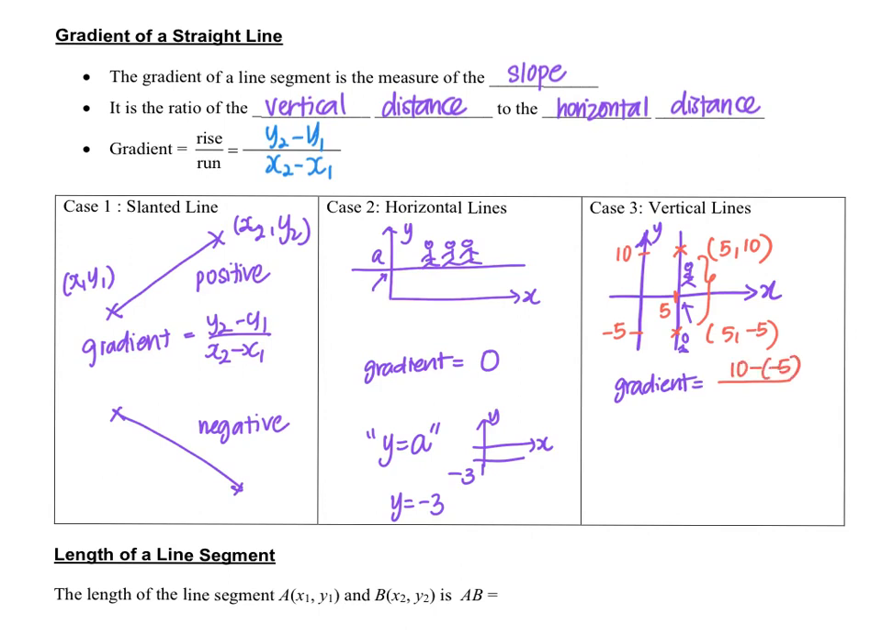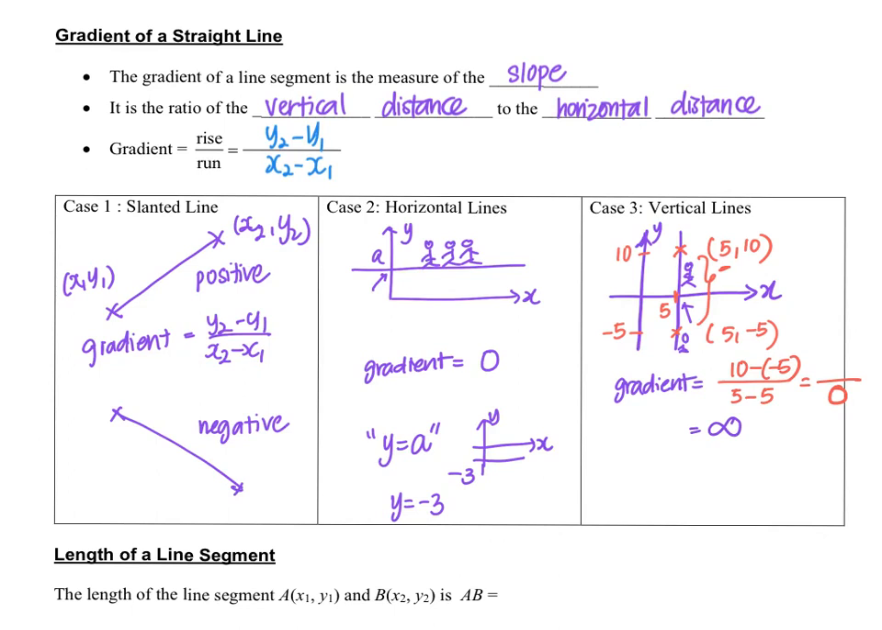But what about the run? The x-coordinate is 5 minus the x-coordinate is 5. Can I have a number that divides by 0? No. So in this case, we do not even need to count this gradient at all. We know that anything divided by 0 will give infinity. So for this kind of line, there is no gradient at all.